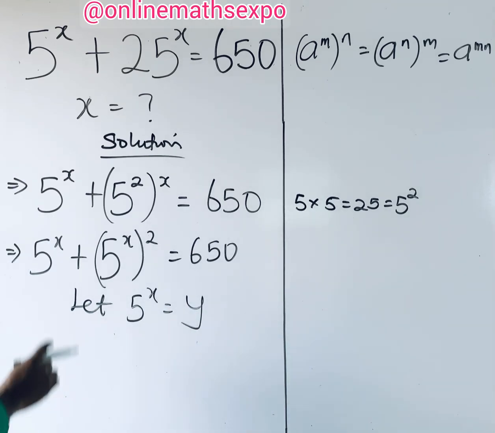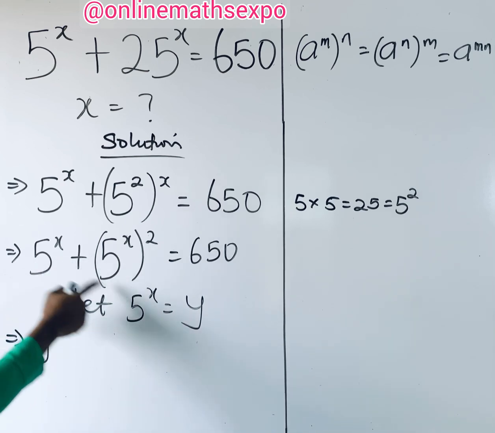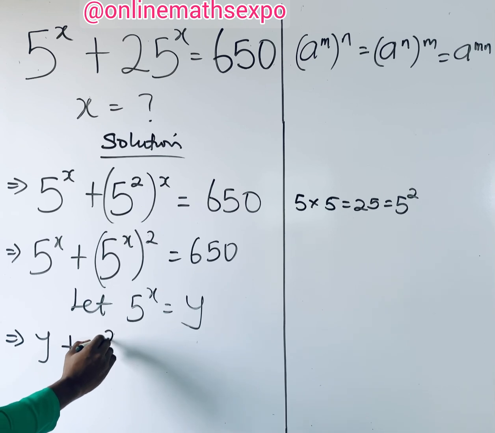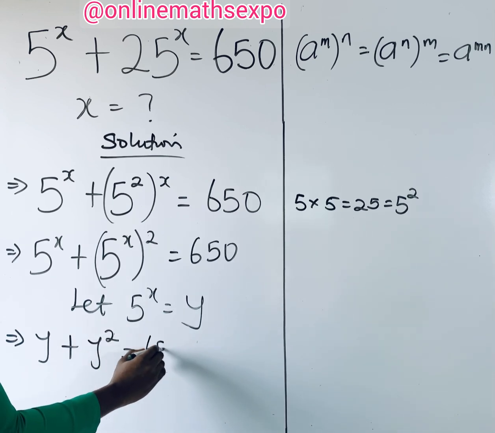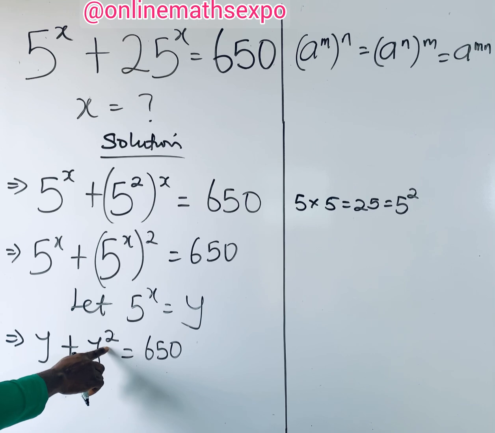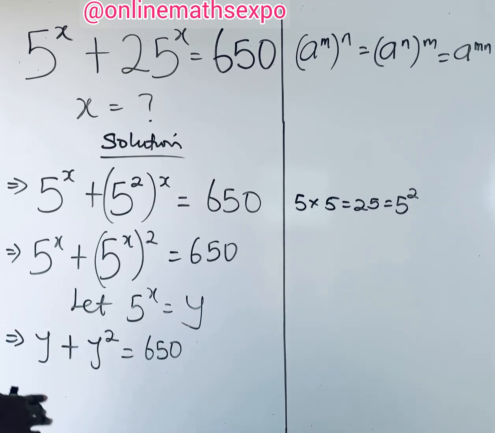And what does it mean? We are going to replace it now with y. So we have y for this, and for this, we are going to have y raised to the power of 2 is equal to 650. Now you observe this has led us to a quadratic equation because the highest power of y is 2. So let's rearrange it, okay?